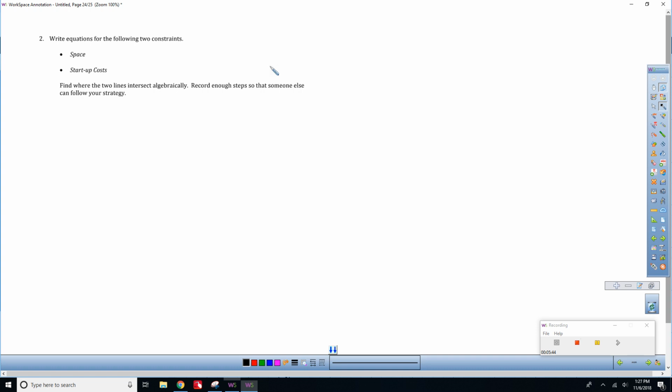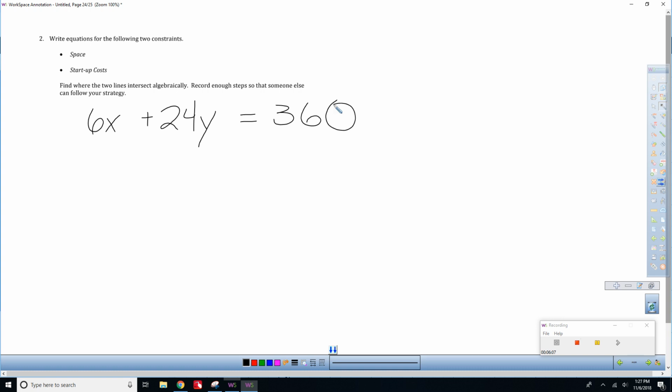But it doesn't matter on the system. So now it wants us to figure out where the space and the startup costs are the same. So I had 6x plus 24y, and we're looking for where they're the same. So I'm using equals 360 now, okay? Do you follow that? And then the startup cost was 32x plus 80y equals 1280.